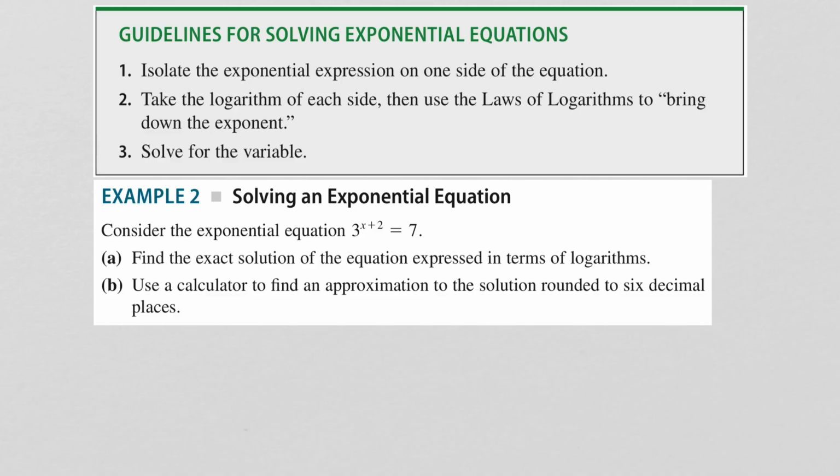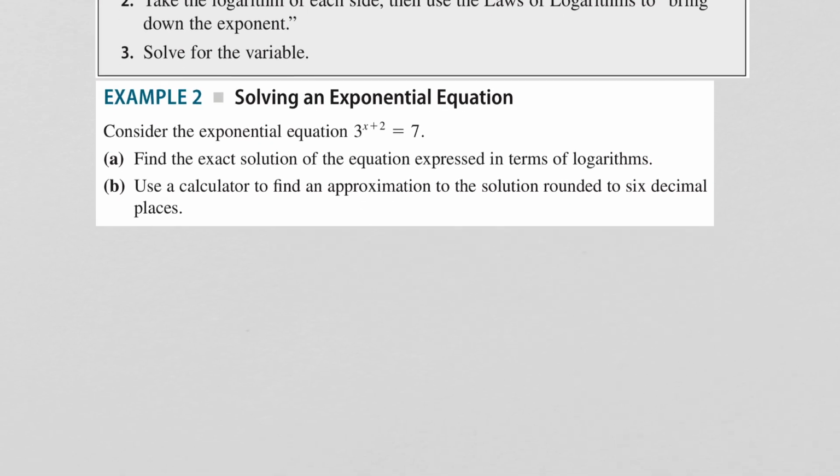So we have some guidelines for solving exponential equations, and these guidelines would apply to exponential equations that are a little bit more complicated, like the one that I just mentioned. Basically, we want to isolate the exponential expression on one side of the equation, and then we're going to take the logarithm of each side of the equation and use the laws of logarithms to bring down the exponent. And finally, we solve for the variable. So let's consider the following example.